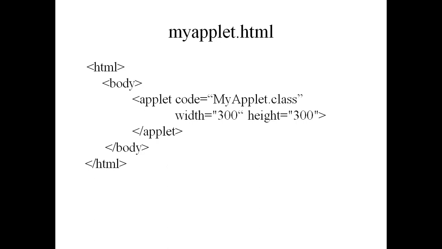Width and height indicate the width and the height of the web browser in which the output will be shown. Then we'll close the applet tag, body, and HTML. So a Java program will be embedded inside the HTML using the applet tag, which contains 3 attributes: code, width, and height, where code is the name of the Java class. Width and height represent the width and height of the browser in which the applet output will be shown.